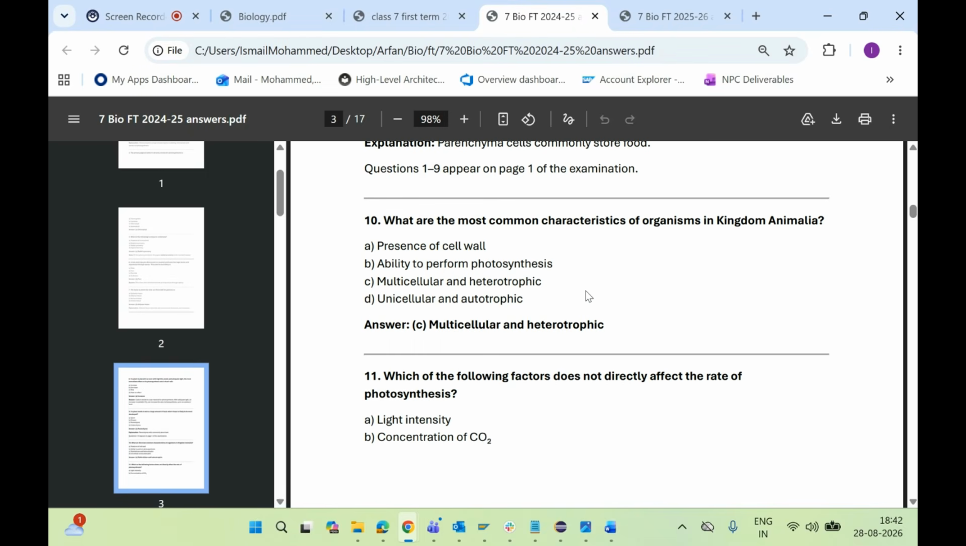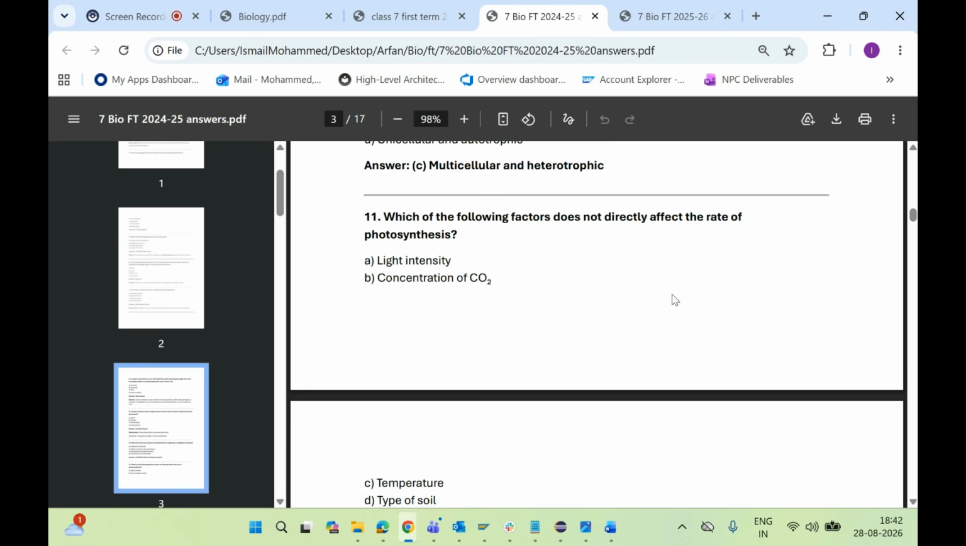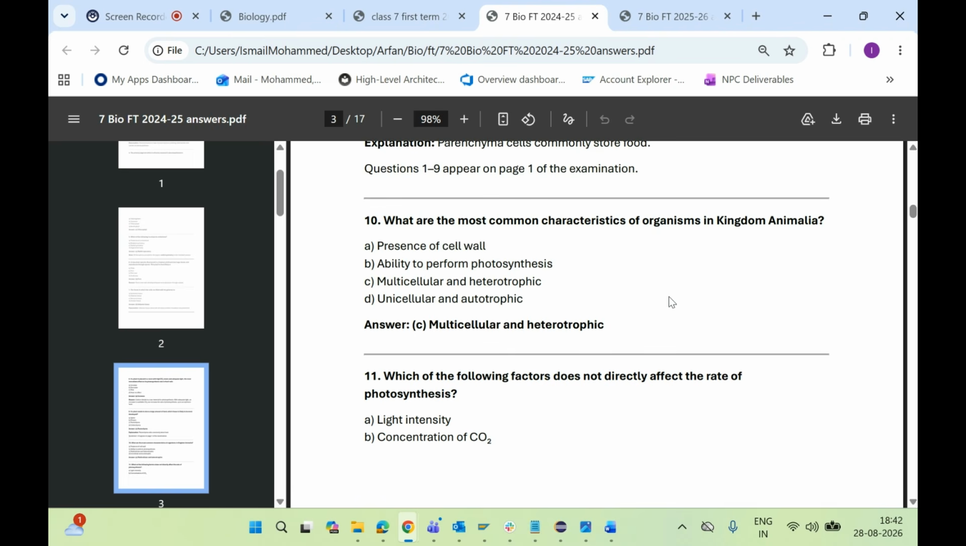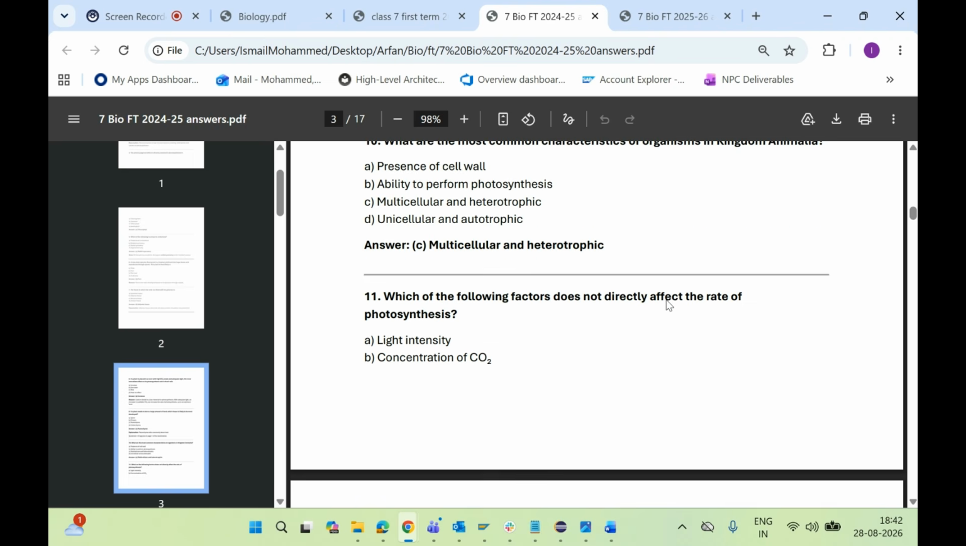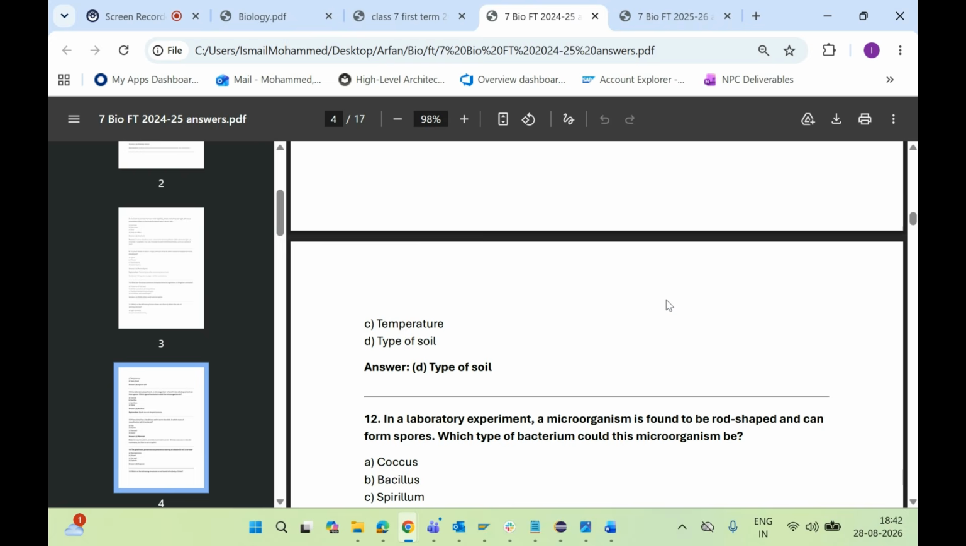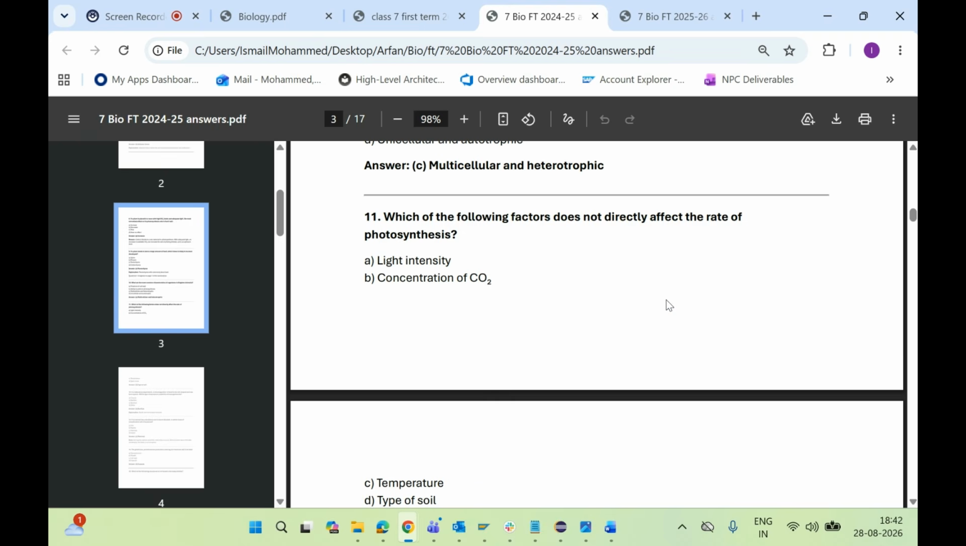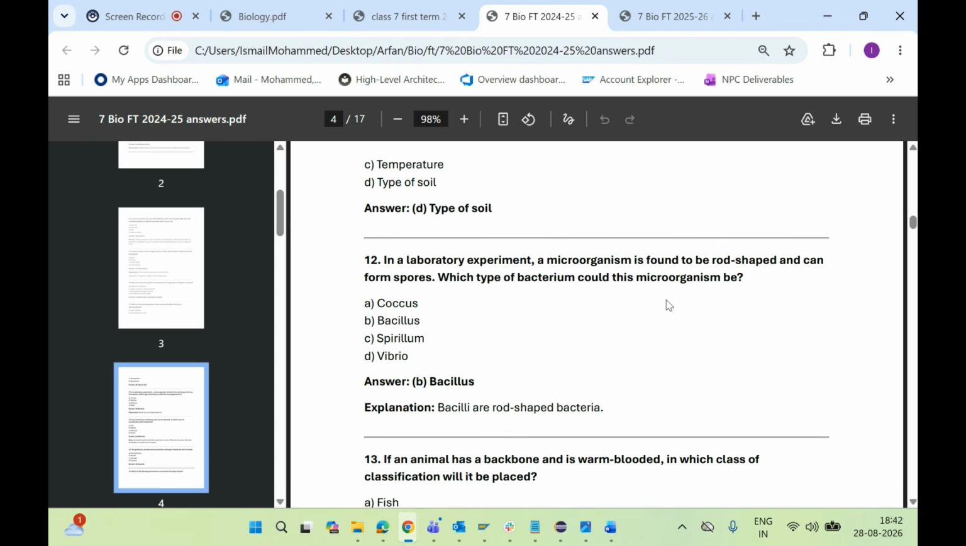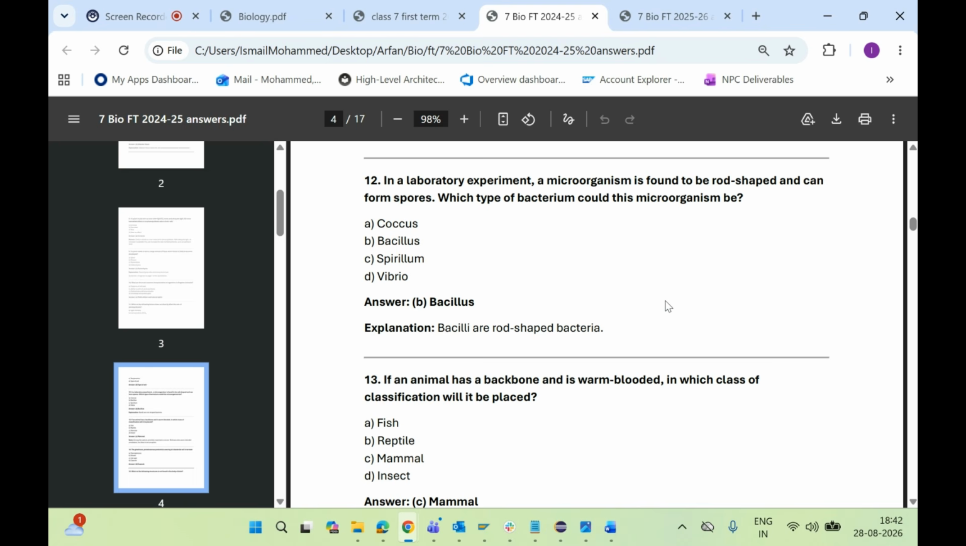Next one, what are the most common characteristics of organisms in kingdom Animalia? So mostly the organisms in the Animalia kingdom are multicellular and heterotrophic. Heterotrophic in the sense that they cannot prepare their own food. Multicellular, more than one cell. And which of the following factors does not directly affect the rate of photosynthesis? That is the type of soil. The remaining three, light, CO2, and temperature, affect the rate of photosynthesis, whereas type of soil does not.